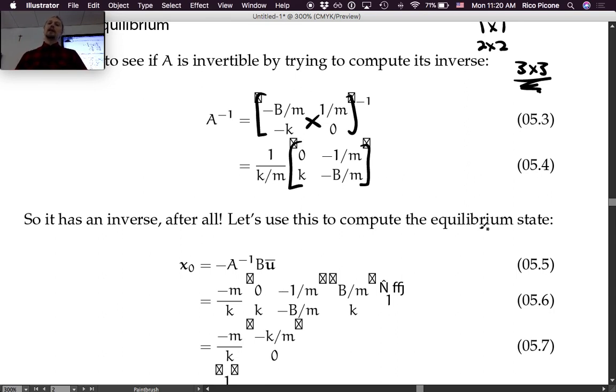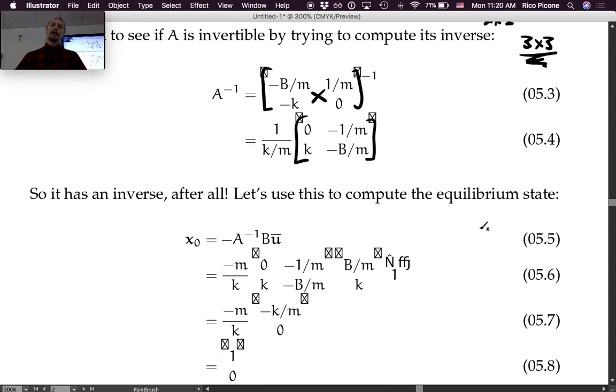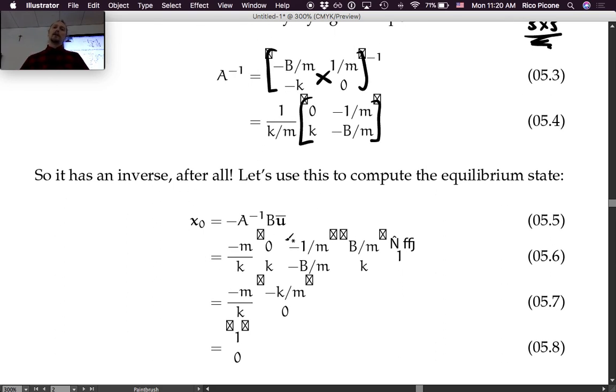Let's use this to compute the equilibrium state. Back in lecture 5.1, it was 5.2 that we did this. We learned how to find the equilibrium state for a constant input, u. And so this is the formula. We have the inverse already. We just found the inverse. And so I'm just going to plug in. So our inverse, I plug that in.